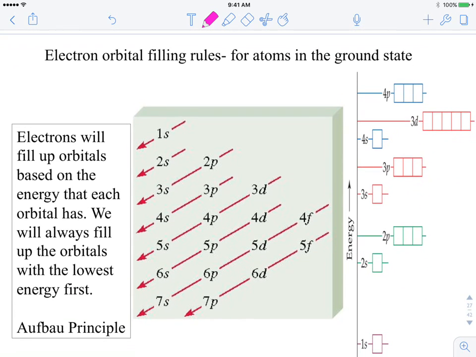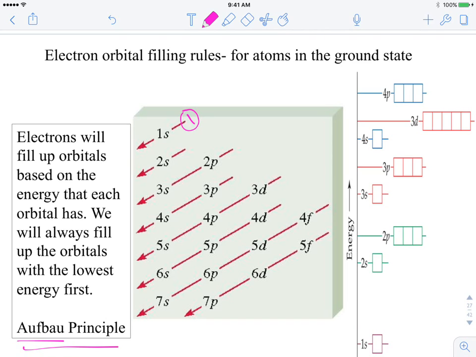Well, they use a rule called the diagonal rule. They fill up based on the energy that each orbital has. You'll always fill up orbitals with the lowest amount of energy first. In German, this is called the Aufbau Principle. Aufbau means order. So if we look at this, the first energy level and sublevel to fill up is 1s.